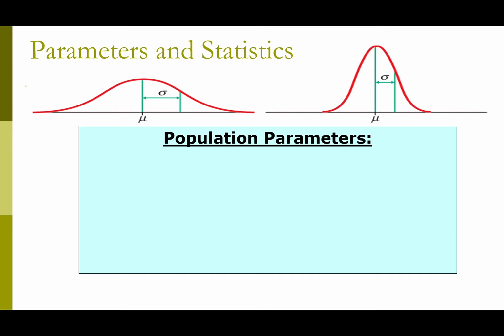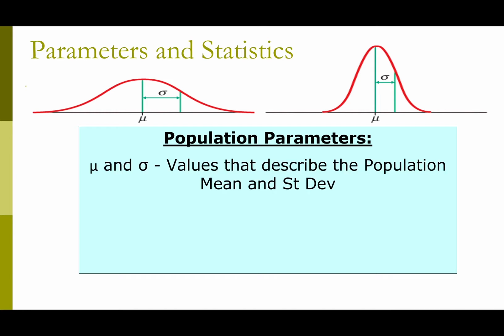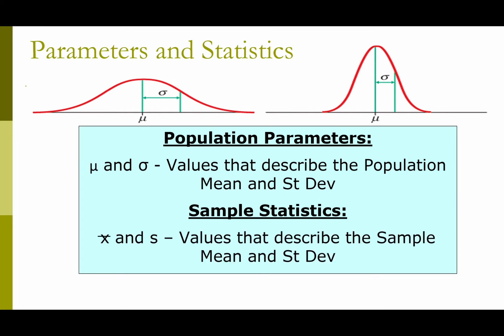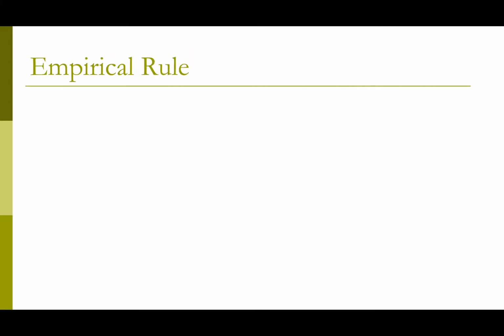Well, I don't always have my population parameters. So our population parameters are mu and sigma, and they describe the mean of the population and the standard deviation of the population. A lot of times I'm dealing with sample statistics, which would be x bar and s, values that describe the sample mean and standard deviation.